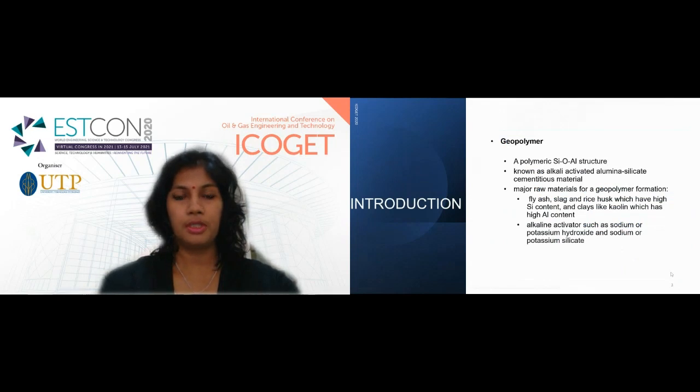What is geopolymer? Geopolymer is a polymeric silicate oxide aluminate structure known as alkali activated alumina silicate cementitious material. The major raw materials for geopolymer formation can range from fly ash, slag, and rice husk, which have high silica content, and also clays like kaolin, which has high alumina content. Besides that, alkaline activators such as sodium or potassium hydroxide or sodium and potassium silicate can be used as an alkaline binder for the formation of geopolymer cement.